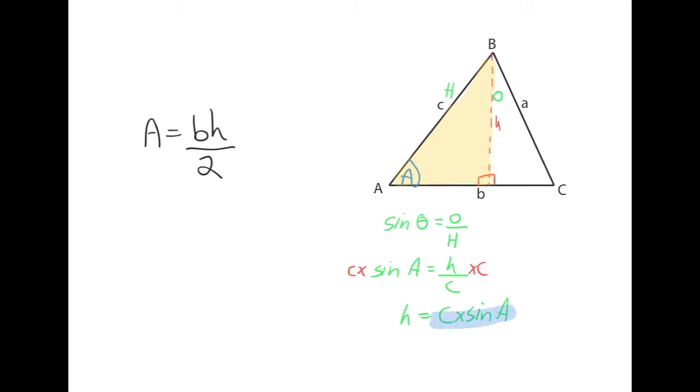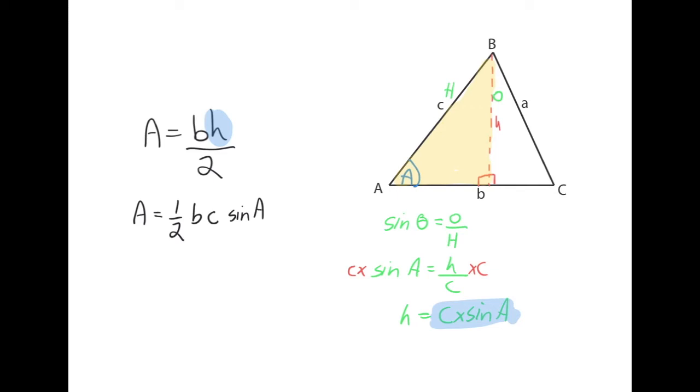So I take my known value for the height, which is C times sine of capital A, sine of the angle, and I can substitute it into my original area formula instead of the height value. So my updated formula is area equals 1/2, because that's the same as dividing by 2, times the base, times my C value in my original diagram, times sine A. That then becomes the formula for the area of a triangle when I don't know the height, but I do know one of the angles.